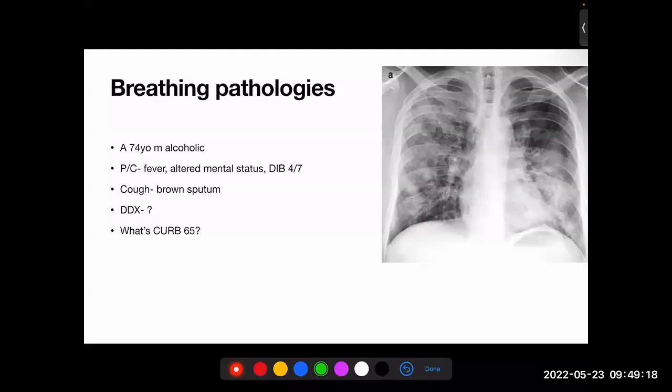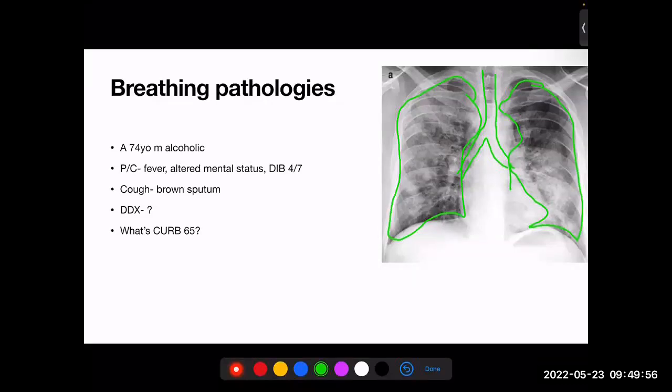Next, a 74-year-old male alcoholic came with fever, altered mental status, and difficulty in breathing for 7 days. He coughs, and the cough is productive of brown sputum. What is your diagnosis? We again follow. Then look at this lung. What's happening in these lungs? There is consolidation, opacification.